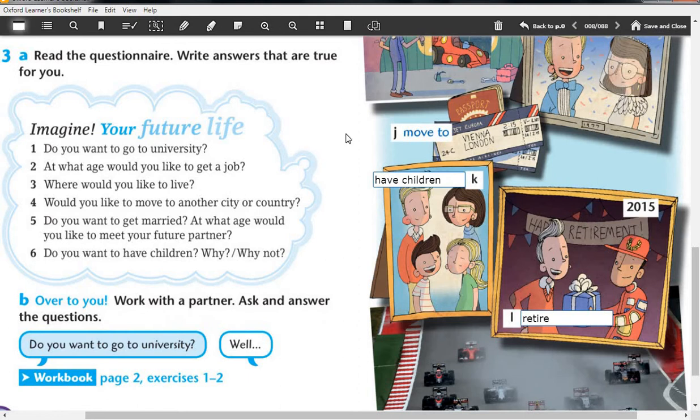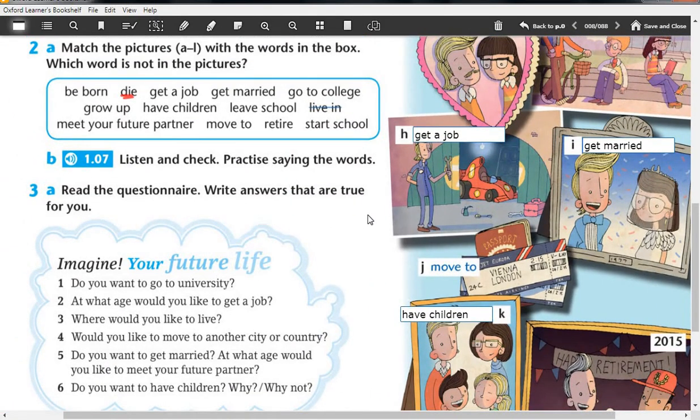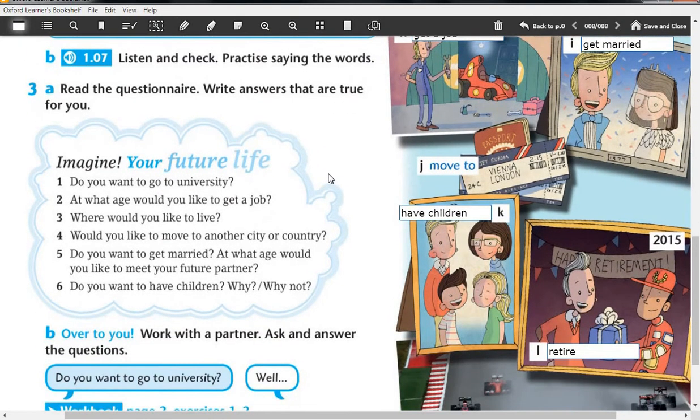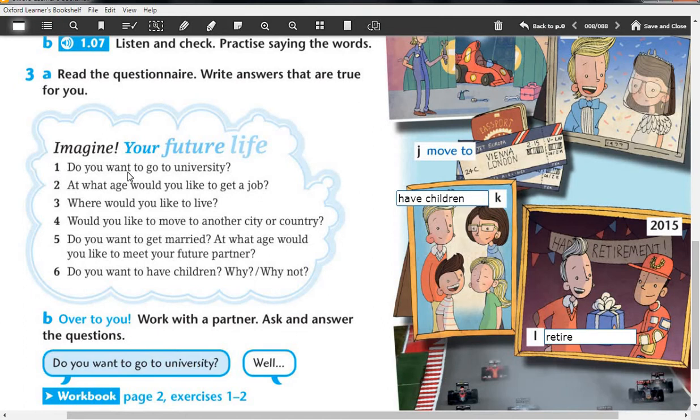Okay, we'll listen it. Now let's pass part 3. Read the questionnaire, write answers that are true for you. We did it. For example, do you want to go to university? Most of you said, yes, I do. At what age would you like to get a job? Most of you said around 20. 3, where would you like to live? Some would like to live in Turkey, but some would like to live in another country. 4, would you like to move to another city or country?